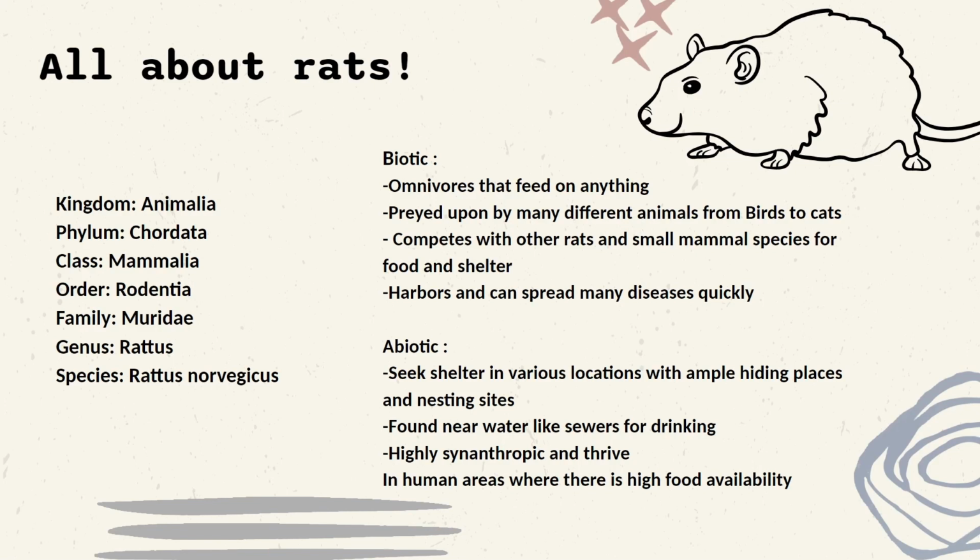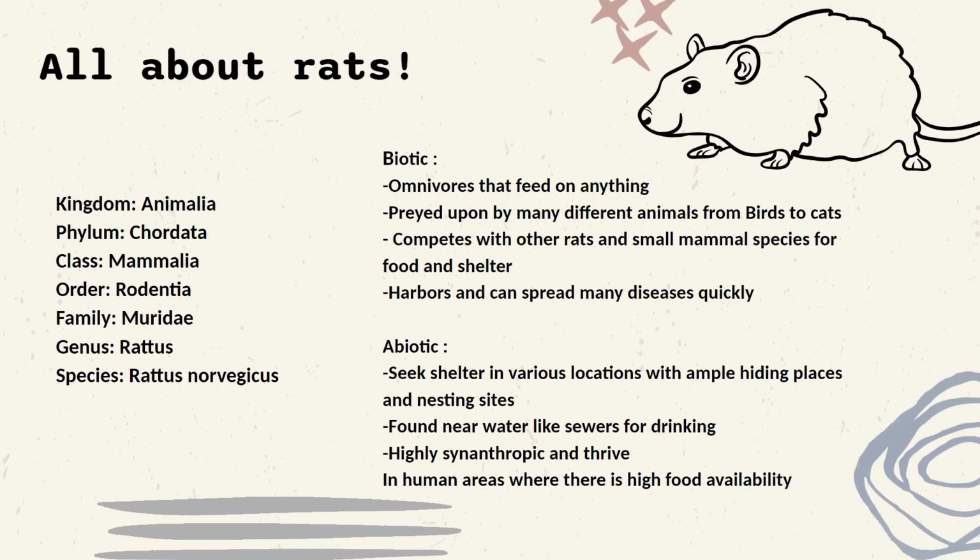Its biotic factors include that it's an omnivore; it can really eat anything, insects and plants, and is preyed upon by birds and cats primarily. Also, due to its high population, it usually competes with other rats and mammal species for food and shelter. And rats can also harbor and spread many diseases pretty quickly.